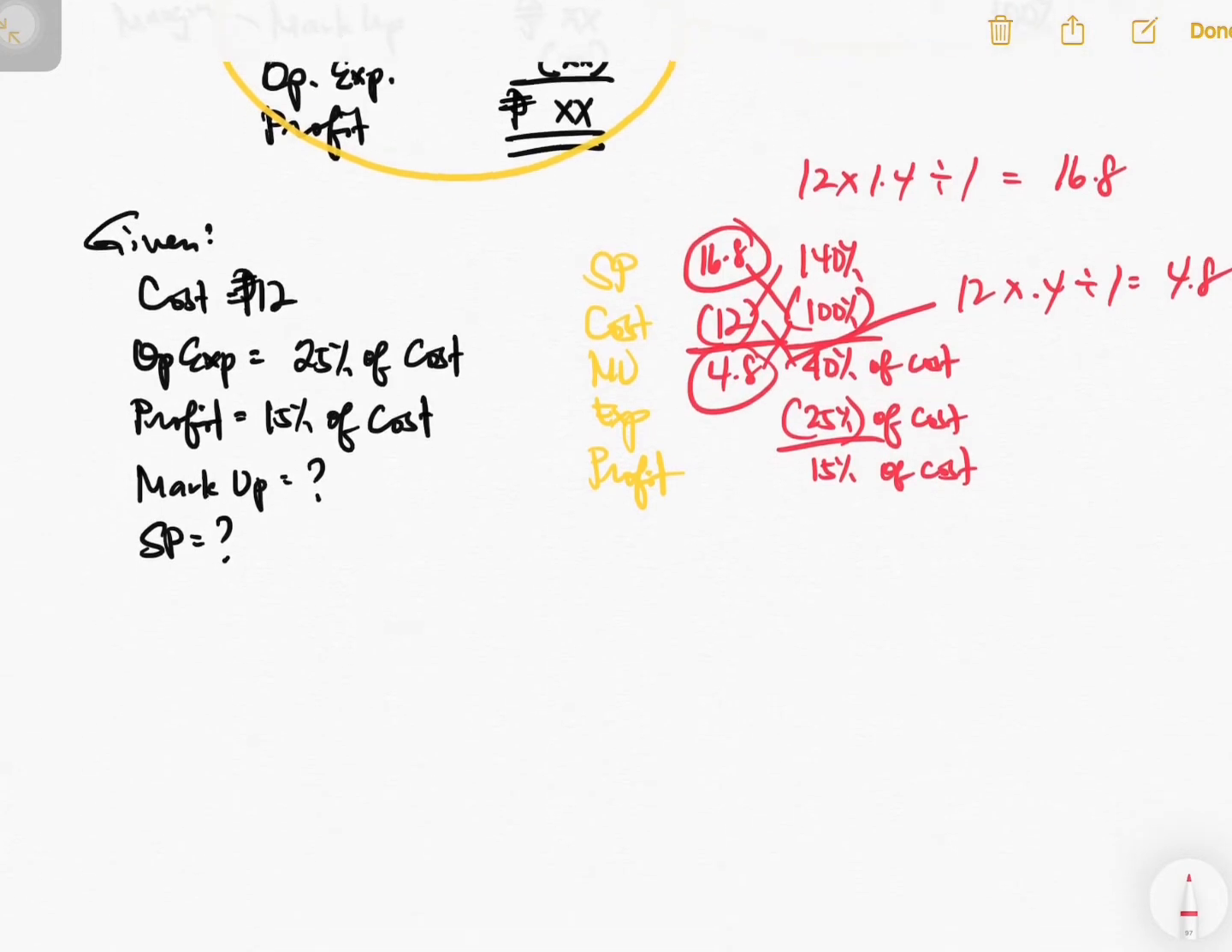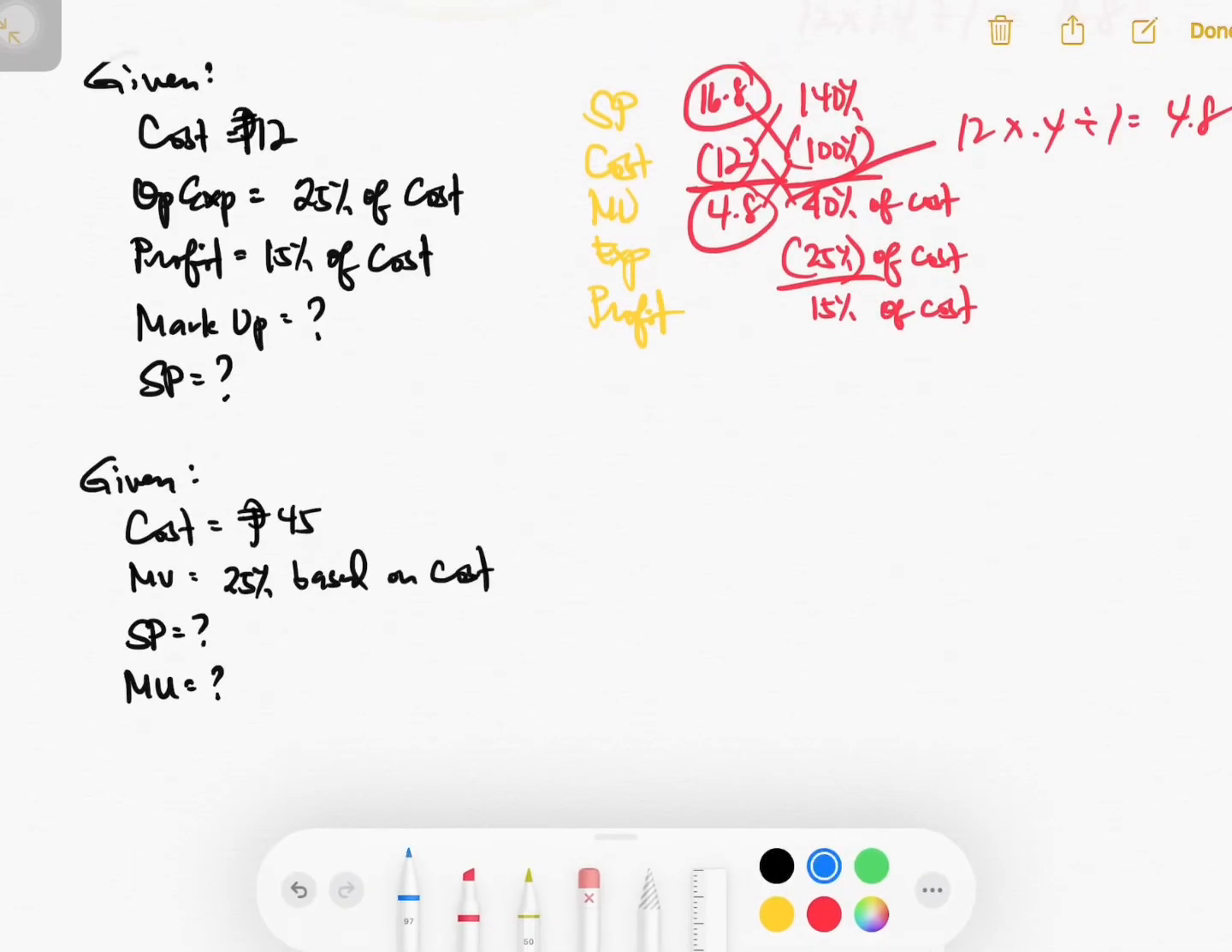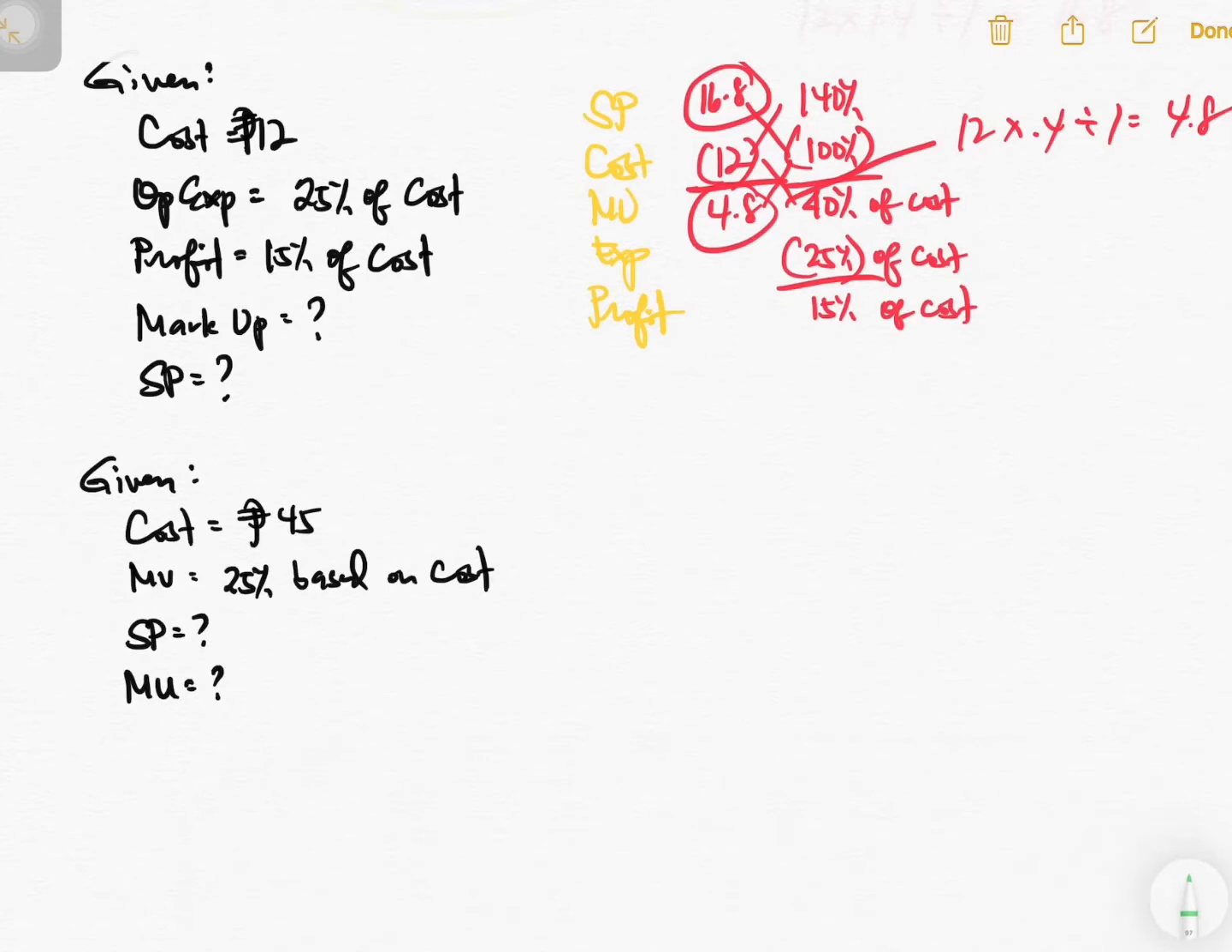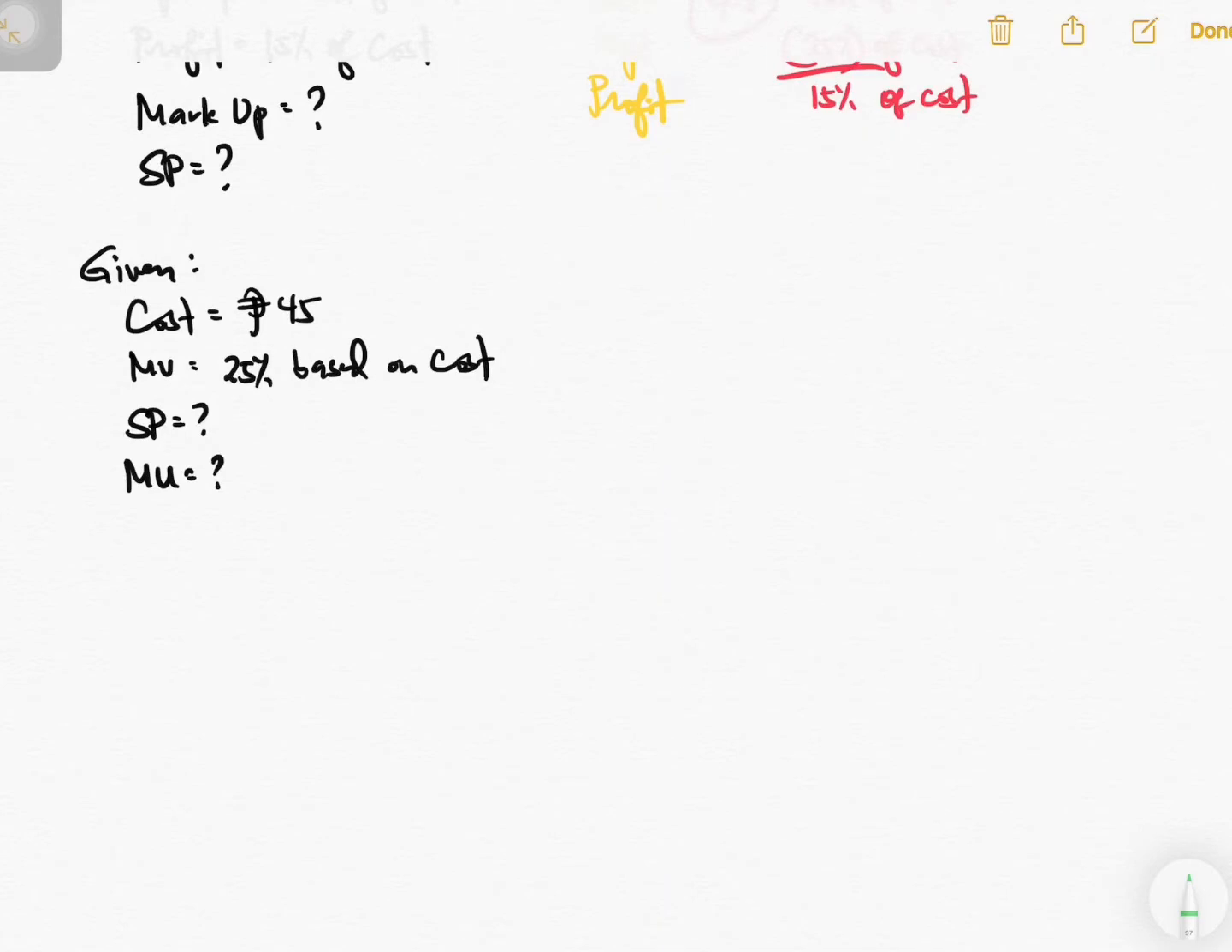So let's have another problem. Okay, so this is the given. Maybe green. Let's use green. Cost is 45. Markup is 25% based on cost. So cost is 100%. So set up the formula again. I will not be writing expense this time because you are not given anything about the expense. So let's just use these three. The basis is cost, so cost is 100%. This is 25%. So this is an increase, right? So selling price is 125%.